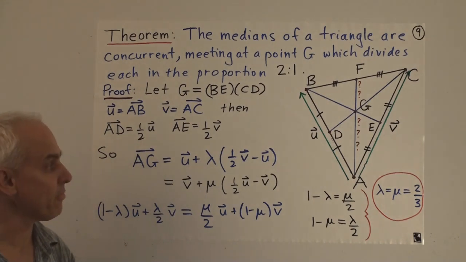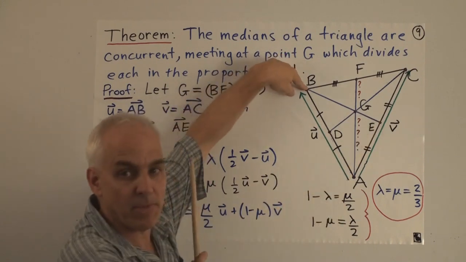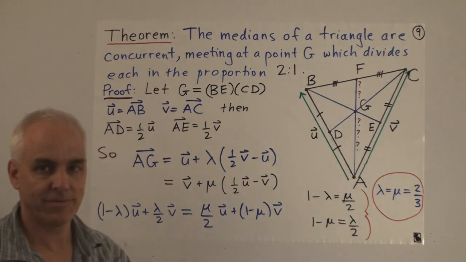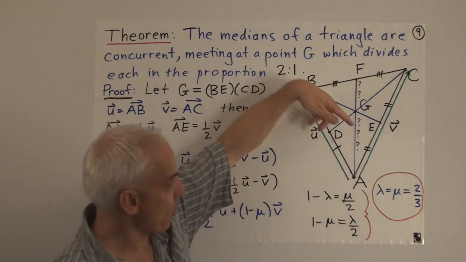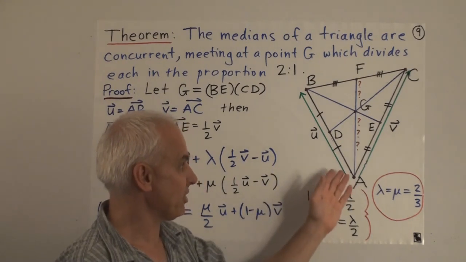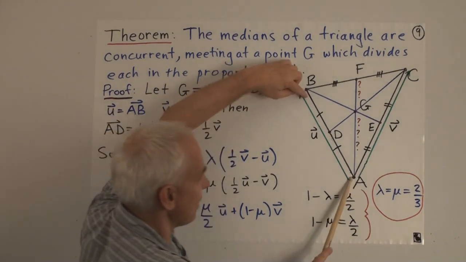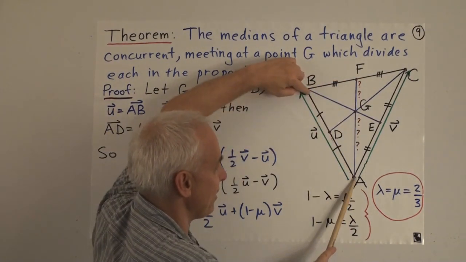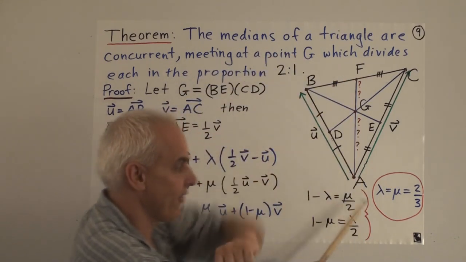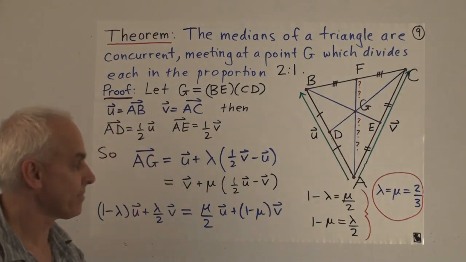And that's essentially what we wanted to prove, because that shows that this vector is 2/3 of that big one. And it shows that this vector is 2/3 of that one. And because that's true for any two medians, we just happen to prove it's true for these two, it means it's also true for, say, these two medians. It means that this and this are also in the proportion 2 to 1. So that means that this third median is also going through the point G.